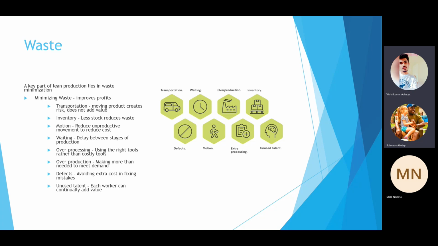Next, we have over-processing: using complex and costly tools to complete a task, while the right tools can do a perfect job, so don't waste time using complex and costly tools. Overproduction is making more products than there is demand for, so it's not a good thing. Defects: avoid extra cost by fixing mistakes. So by working according to these ways, we can reduce waste and increase profitability.